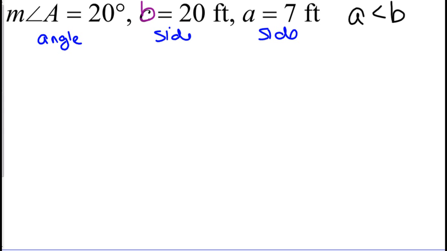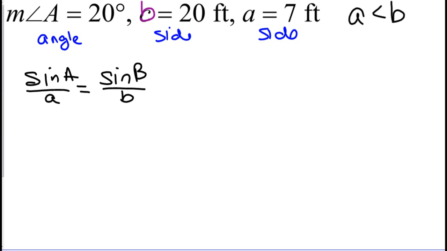And remember, if A was greater than or equal to B, then we had one triangle. If A is less than B, we had to set up our law of sines ratio. And if we got a number back, then it was two triangles. If we got an error message when we were plugging that into our calculator, then there are no triangles. So I'm going to set up the ratio: sine of A over A equals the sine of B over B.